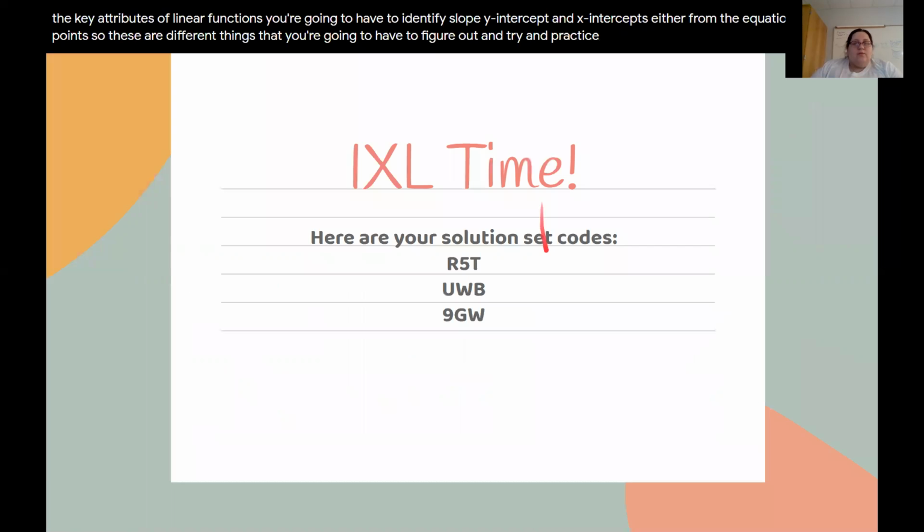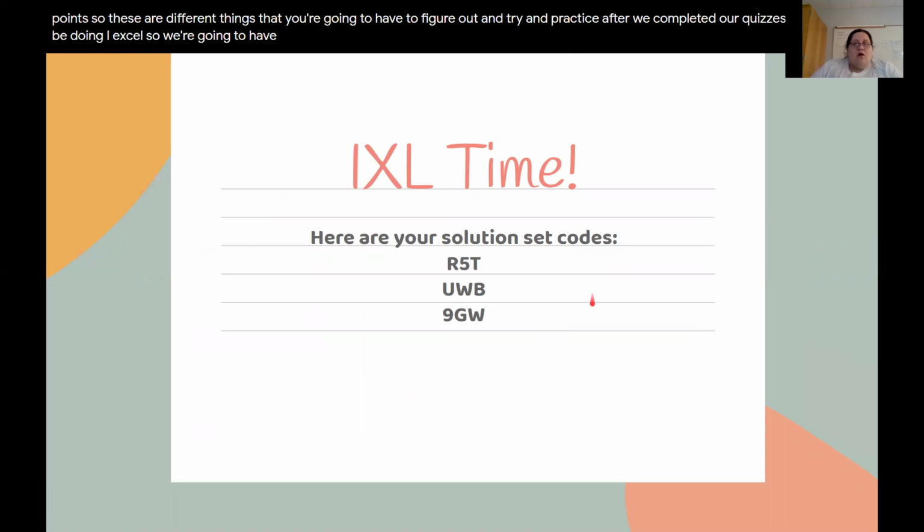After we've completed our quizzes, we're going to be doing IXL. So we're going to have 3 codes that we're doing, R5T, UWB, 9GW. When we do IXL, you want to make sure that you're doing at least 10 questions per practice set. Your goal is a 70 or higher. It shows how much you master it. So continue to go until you feel completely comfortable.